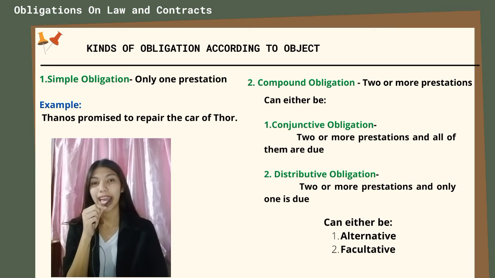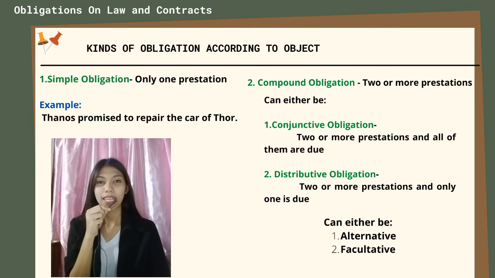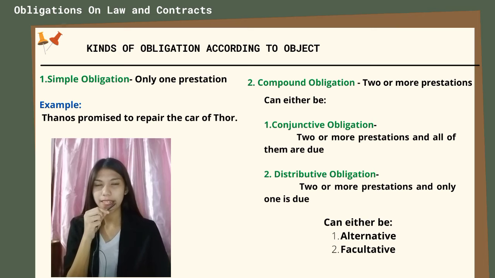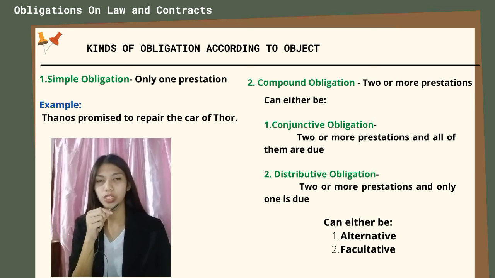So first we have simple obligation. It is where there is only one prestation. So what does prestation mean? So actually this was discussed to us. Maybe na-discuss ni siya atong chapter 1 or chapter 2. Correct me if I'm wrong, pero I think chapter 1 yun ni siya.